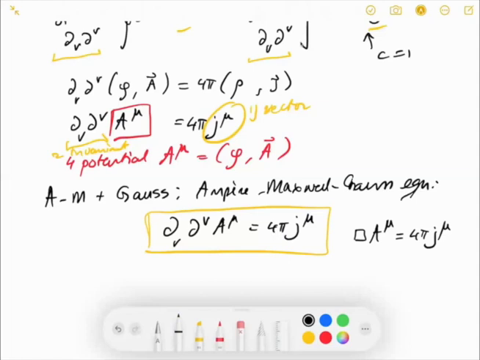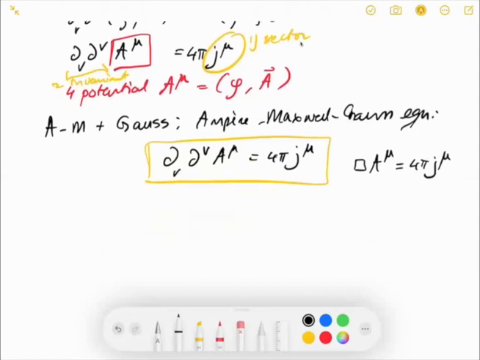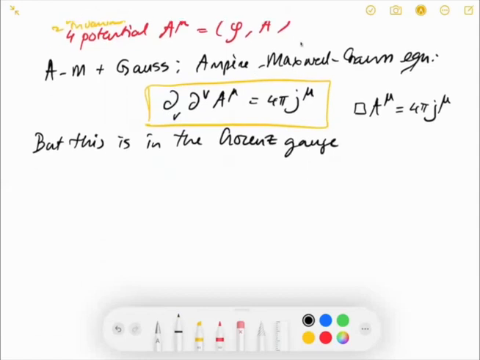But of course, this is in the Lorentz gauge. Right, so, but this is in the Lorentz gauge. So we have to ask, what about gauge freedom? Or gauge transformations.